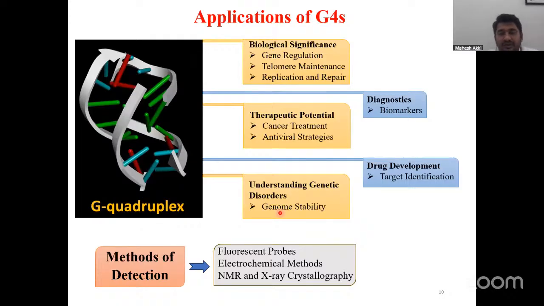Coming to methods of detection, one of the most widely used approaches is based on fluorescent probes, where we use small molecules or ligands. These fluorescent probes bind selectively to the specific G4, producing a strong fluorescence signal that allows real-time visualization of G4s. Another two methods are electrochemical methods, and NMR and X-ray crystallography.